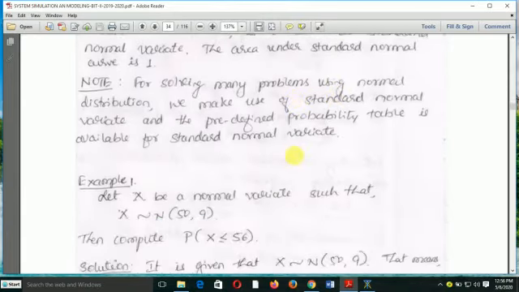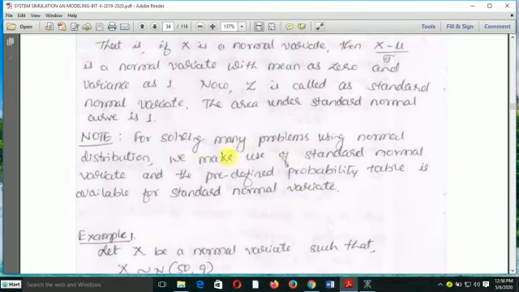For solving many problems using normal distribution, we make use of the standard normal variate, and a predefined probability table is available for the standard normal variate. We can solve many problems using a normal distribution, but we need two things. The first one is the standard normal variate, which is z, and a probability table, which must be available because it has so many values.